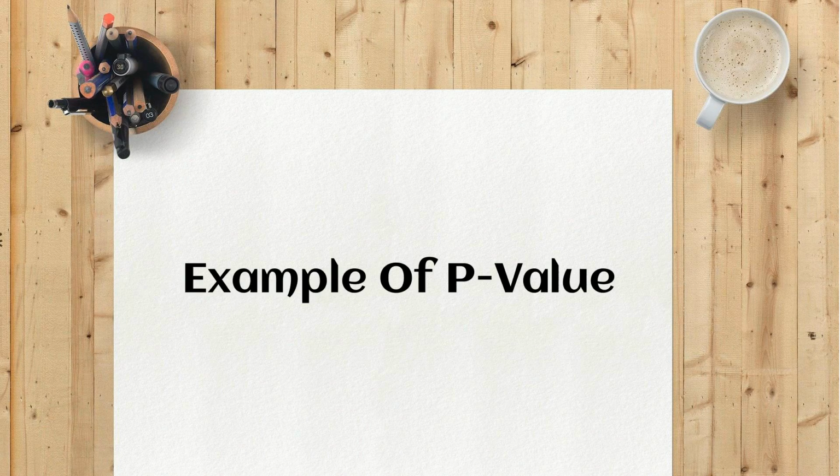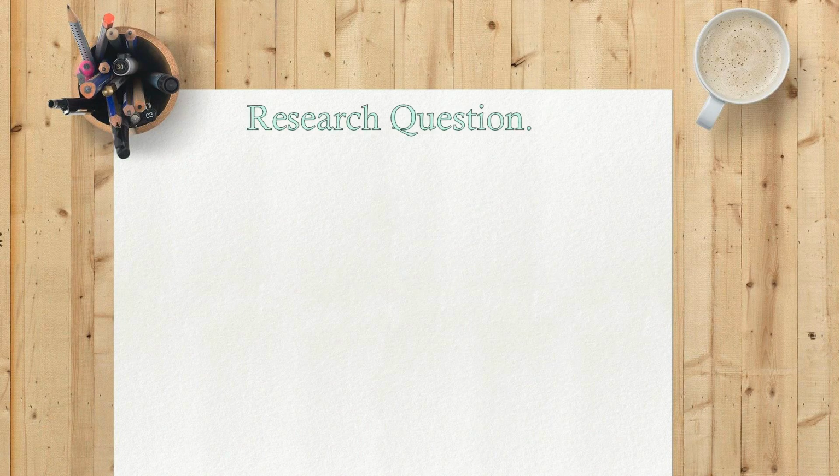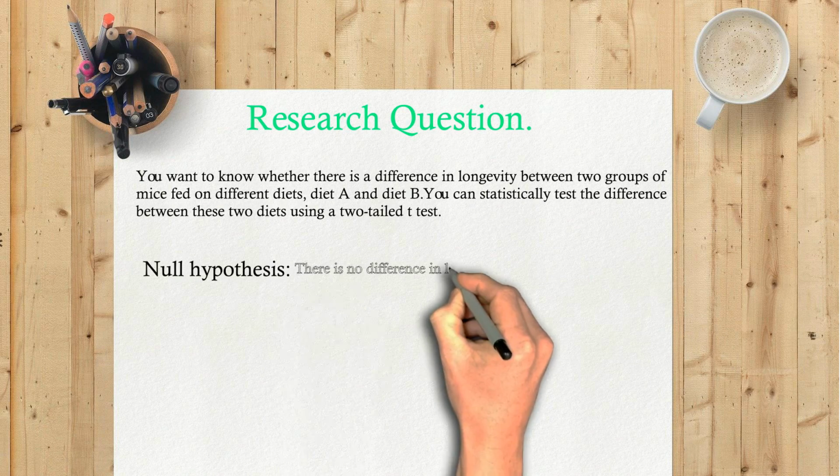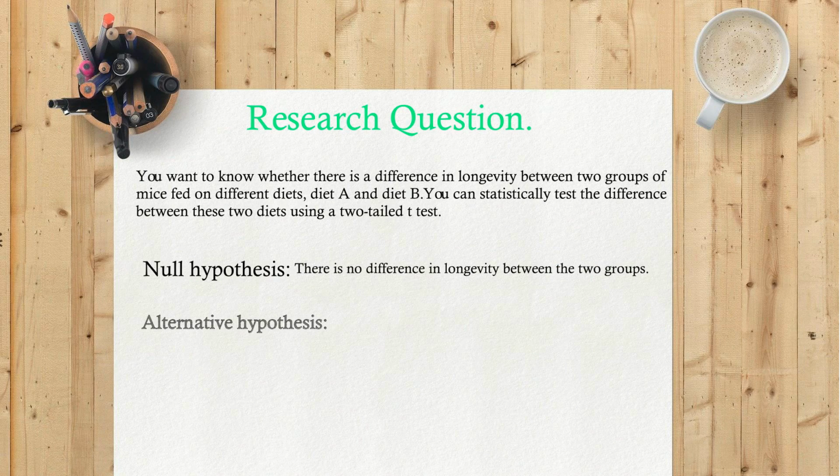Example of p-value. You want to know whether there is a difference in longevity between two groups of mice fed on different diets, Diet A and Diet B. You can statistically test the difference between these two diets using a two-tailed t-test. Null hypothesis: there is no difference in longevity between the two groups. Alternative hypothesis: there is a difference in longevity between the two groups.